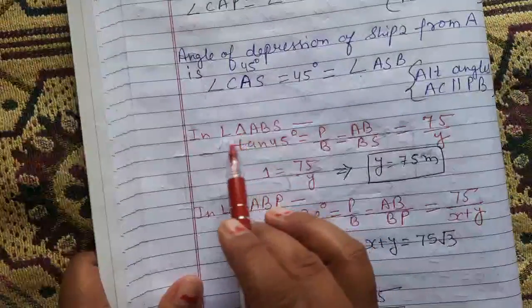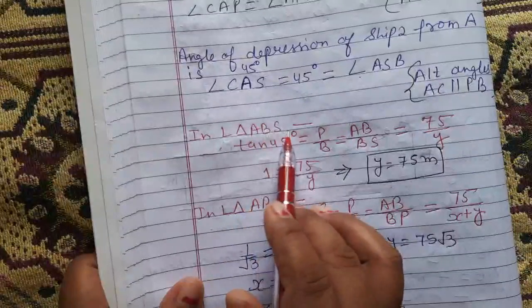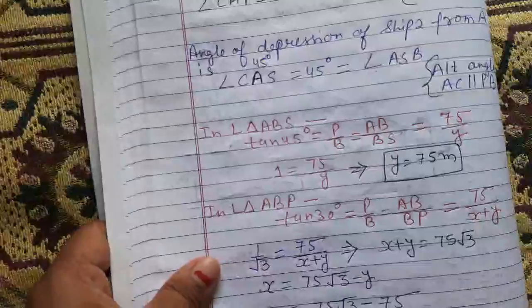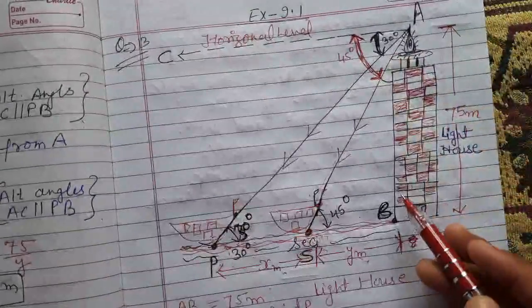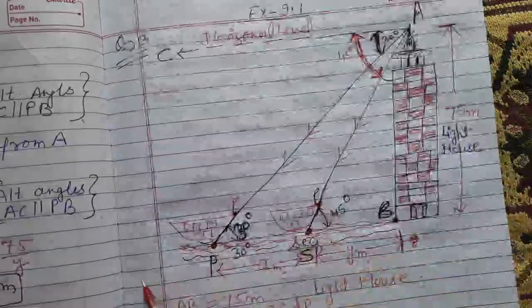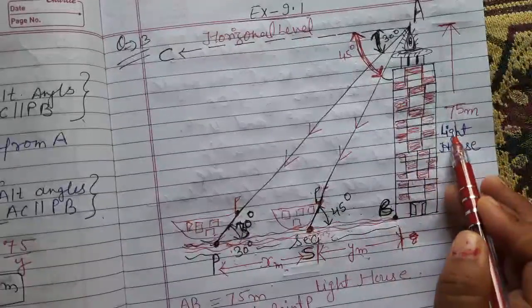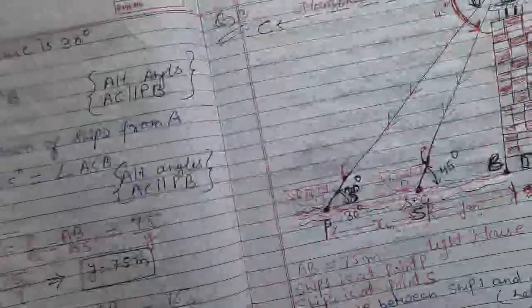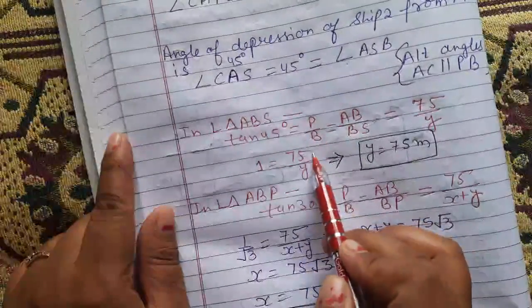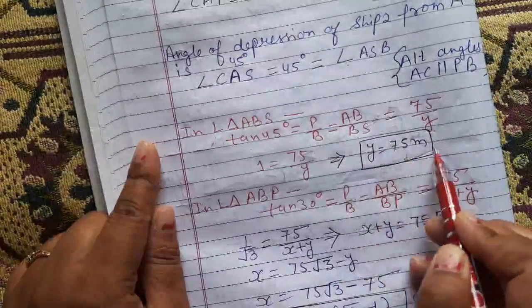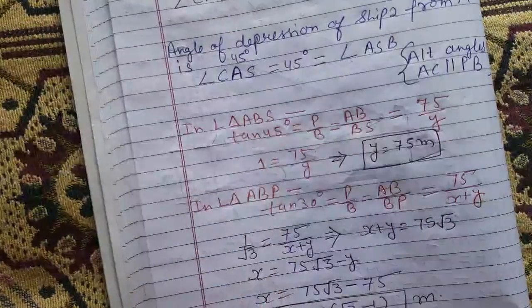So now we will apply in triangle ABS, 45 degrees. So let's see which one is our angle, ABS. So tan 45 is perpendicular upon base. Perpendicular is 75, base is y. So it will be like this: AB upon BS, 75 upon y. So y will be 75, as tan 45 is equal to 1.